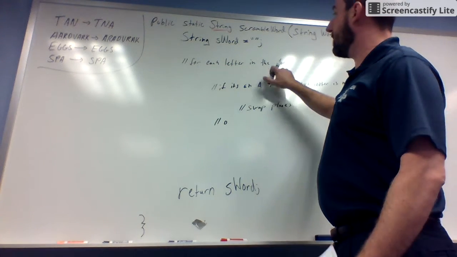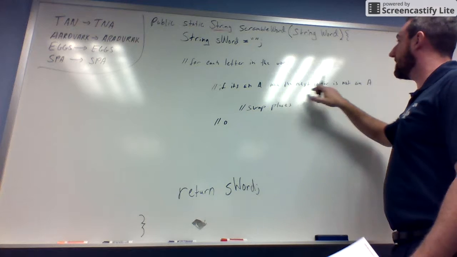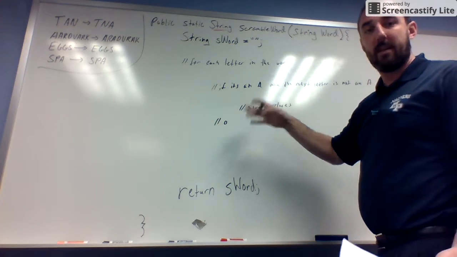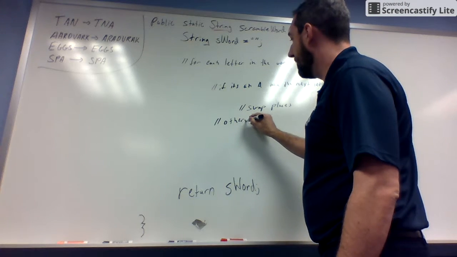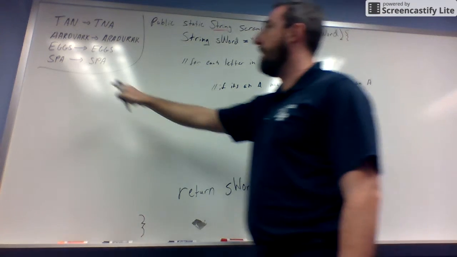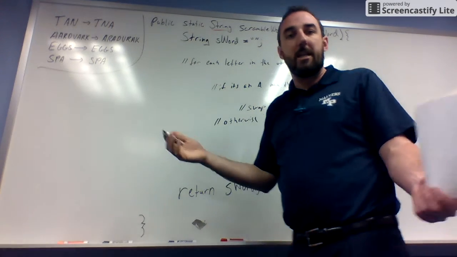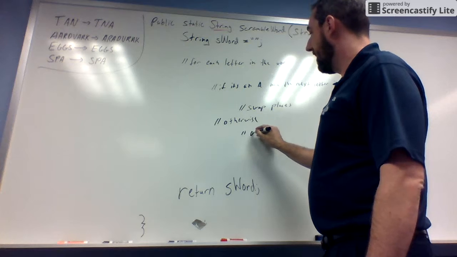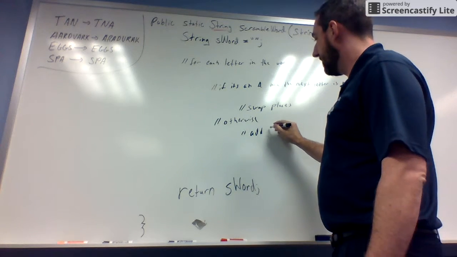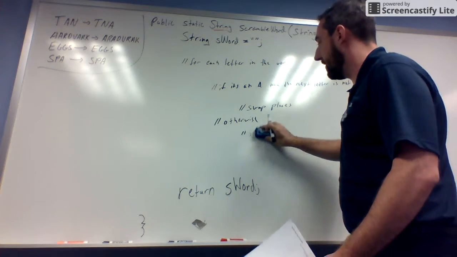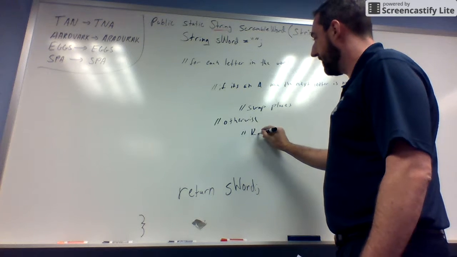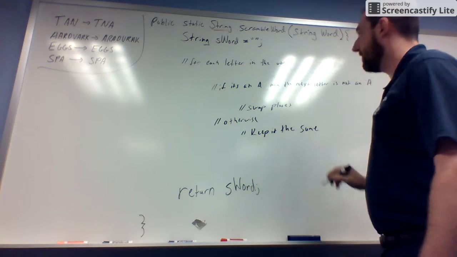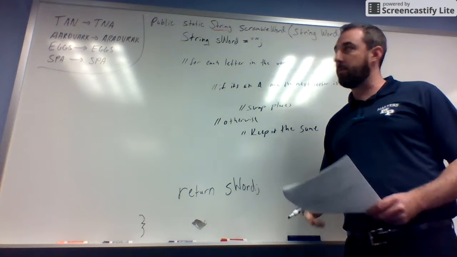We said for each letter in the word, if it's an A and the next letter is not an A, swap them. But if that's not the case, otherwise, like let's say I have an E, well, don't do anything. Just include that letter. So we'll say keep the same, because really we don't know that we're building a new one yet. Keep it the same.